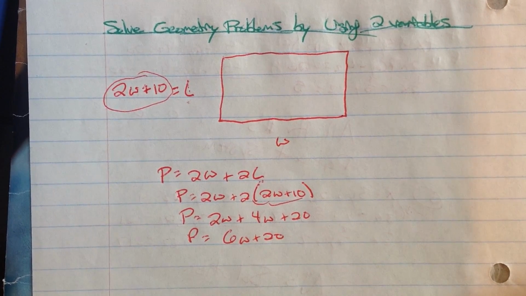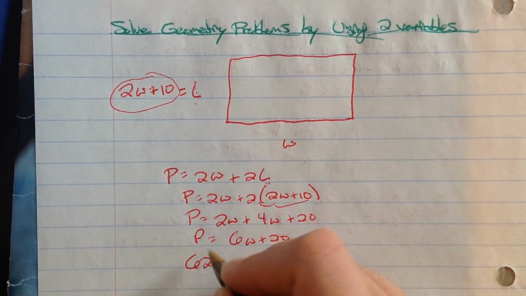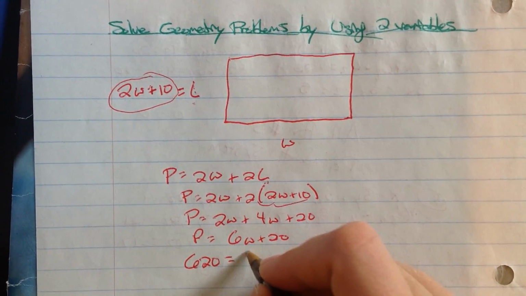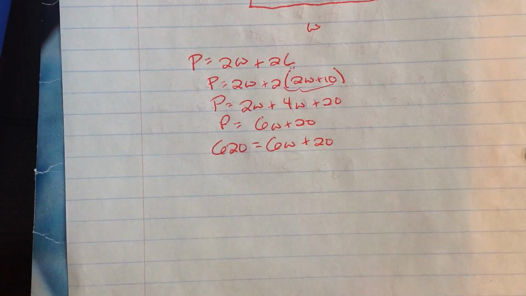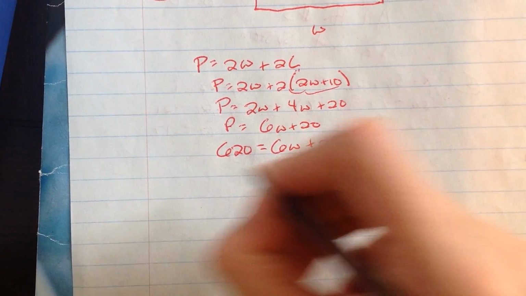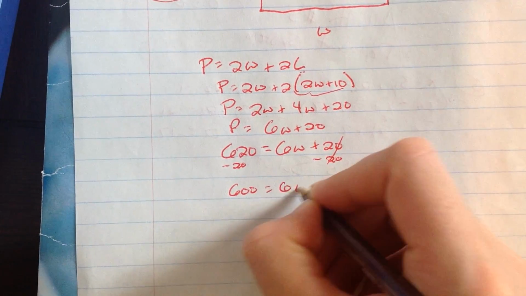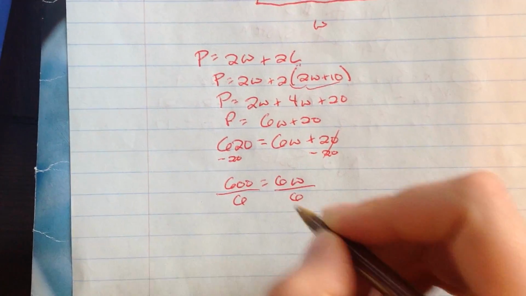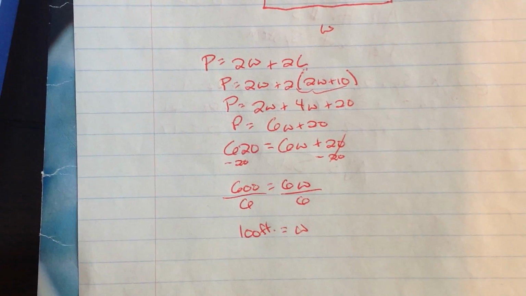Well, it told us that we want a certain perimeter that is equal to 620. So instead of p, we're going to write 620 for the perimeter. And 6w plus 20. Subtracting 20 from both sides, we get 600 equal to 6w. And dividing by 6, w equals 100 feet.